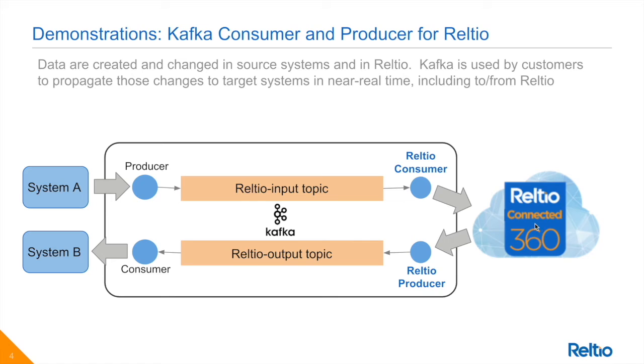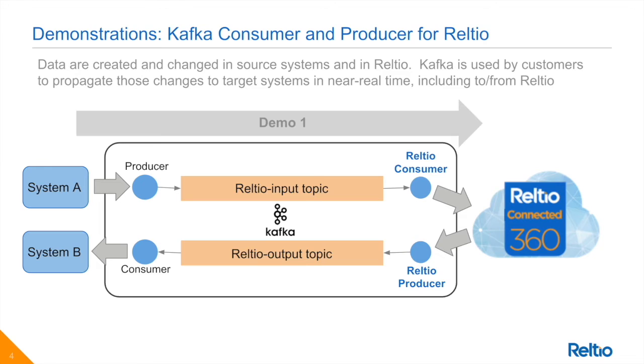Conversely, Reltio itself is an event-based application, so we can place Reltio producers listening to what's going on inside of Reltio and then placing notifications, events onto outbound topics in Kafka, and consumers update target systems, which of course could be a complete round trip to system A, or in the case of the demonstration you're about to see, is going to be for system B.